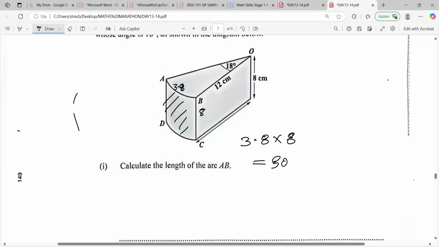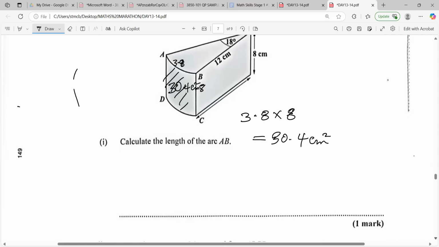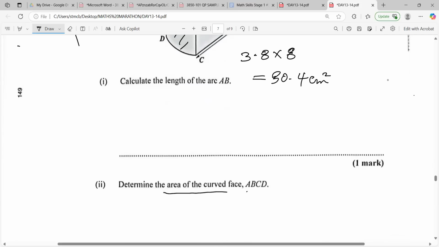30.4. I remember it's area, right? So it will have been centimeter square. So this part will go to 30.4 centimeter square. So that's the area for the curved face. Yes.